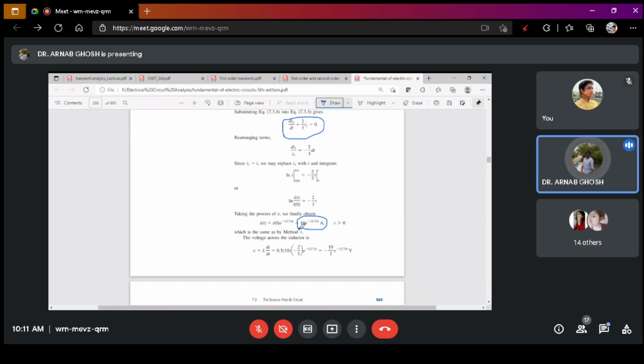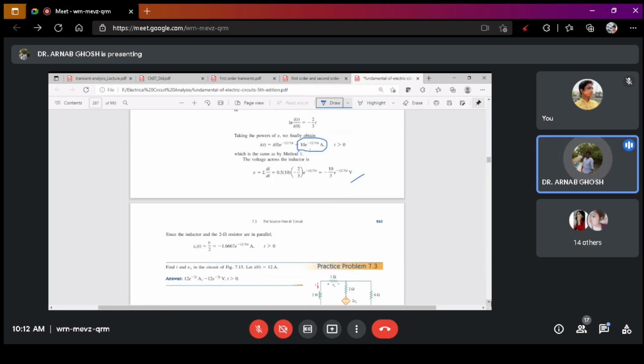Okay, so this is how you express the expression for current. Now you can get the voltage across the inductor as V equals L into di by dt. Now you need to differentiate this current and you get the voltage across the inductor, L di by dt. You know the value of L and you know what will be di by dt for this particular expression. You do that, you get the voltage.